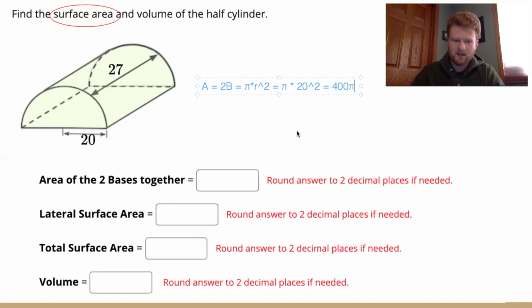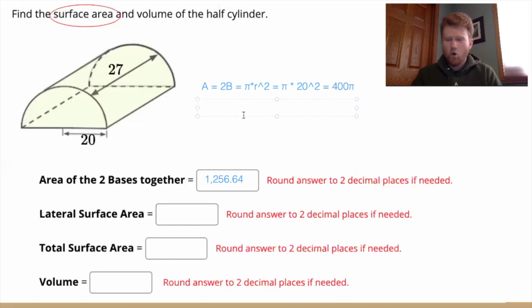And 400 pi is going to equal 1,256.64. So not too hard there. The lateral surface area is where it gets a little funkier, because we have 2 surfaces now instead of 1. So first, let's figure out this curved surface.